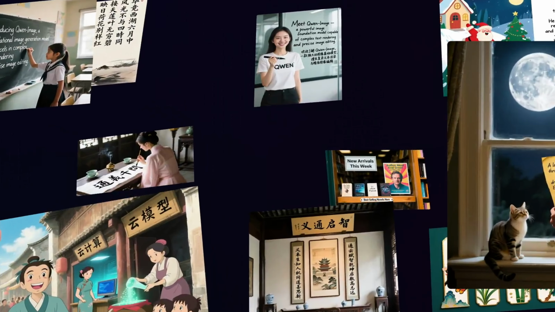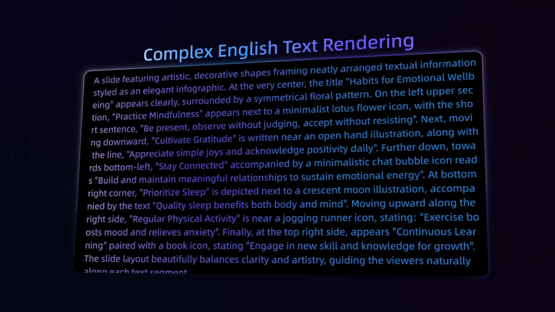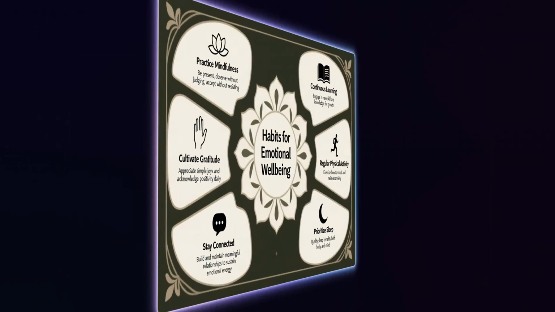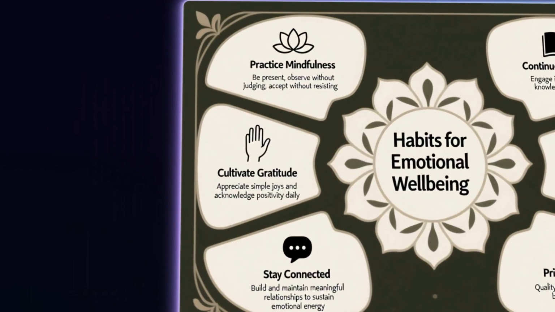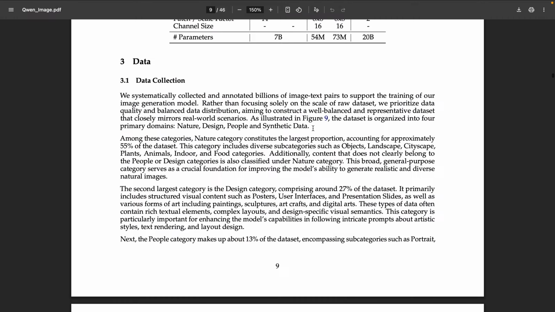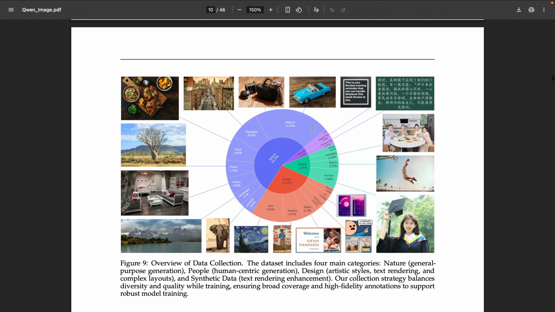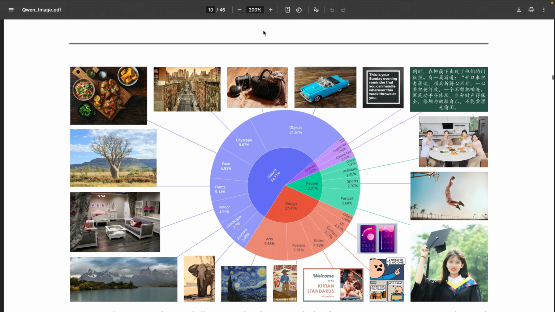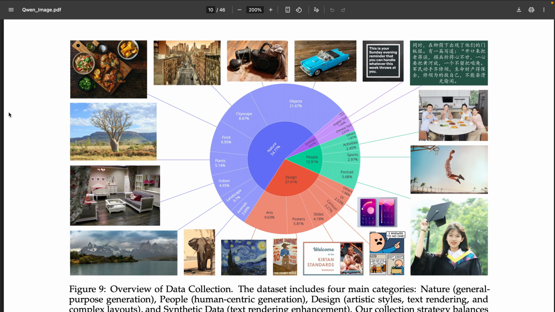Today, we're going to compare it with Qwen Image, a 20 billion parameter foundation model that is supposed to be especially good at text rendering and prompt following. In their blog, they state that Qwen Image achieves state-of-the-art performance in all public benchmarks. In their tech report, it said that they collected billions of image text pairs for their dataset, with 55% being nature images and 27% design visuals, like posters, user interfaces, and paintings. People make up about 13% of this dataset.